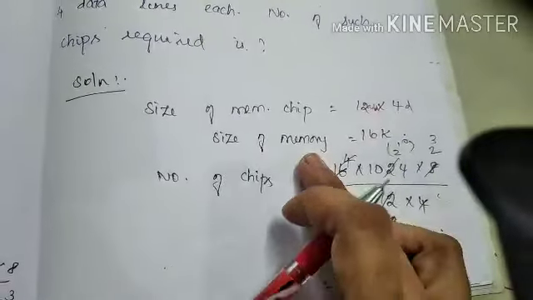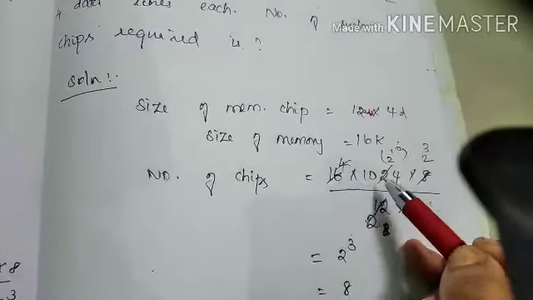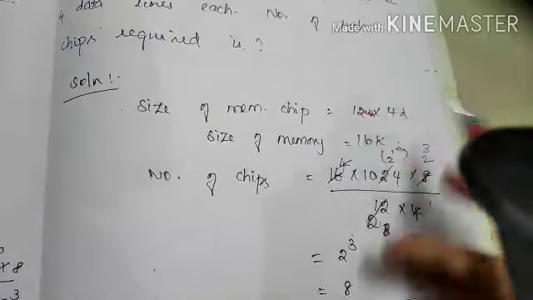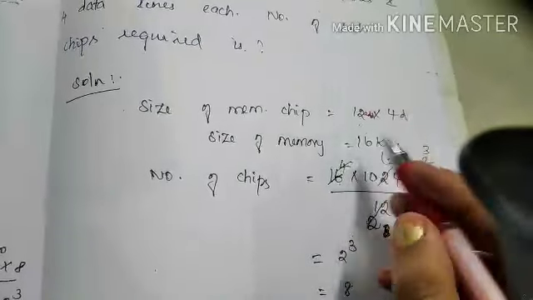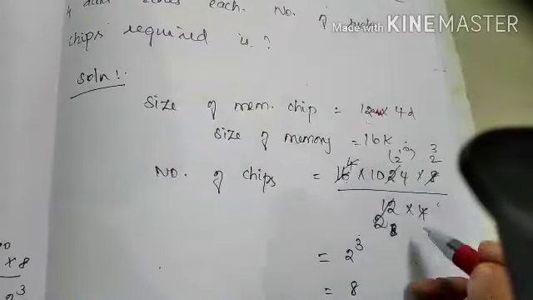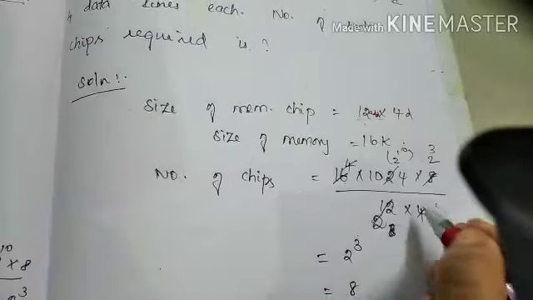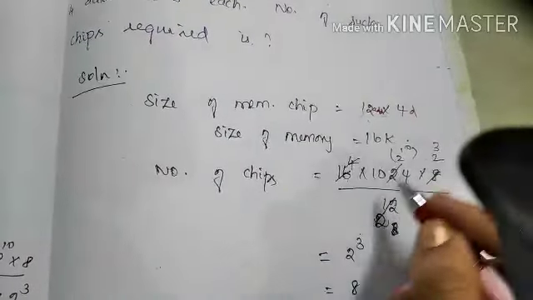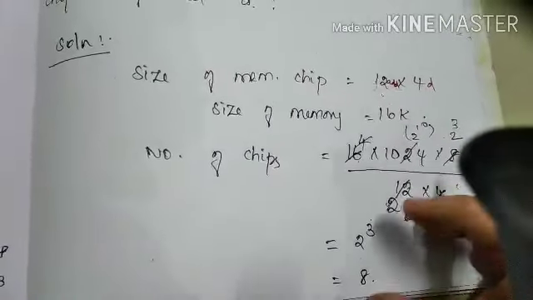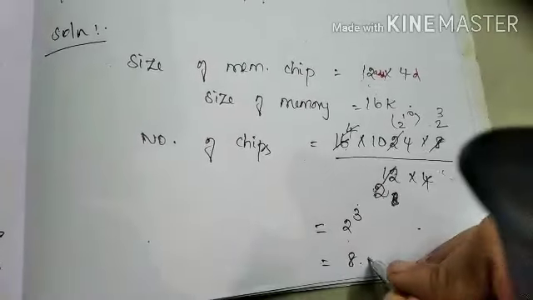So the size of memory is 16K bytes. 16K is 16 into 1024 into 8, divided by the chip size. 12 is the address lines, so I have to write it as 2 power 12 into 4. After cancelling, we get the answer 2 cube, that is 8. So the number of chips required is 8 chips.